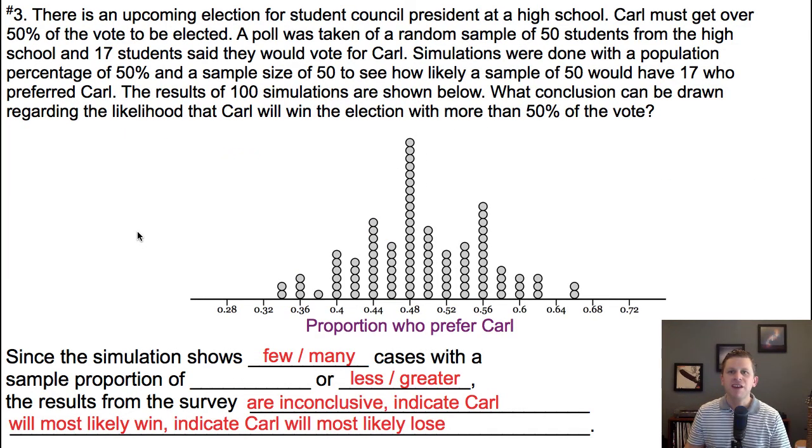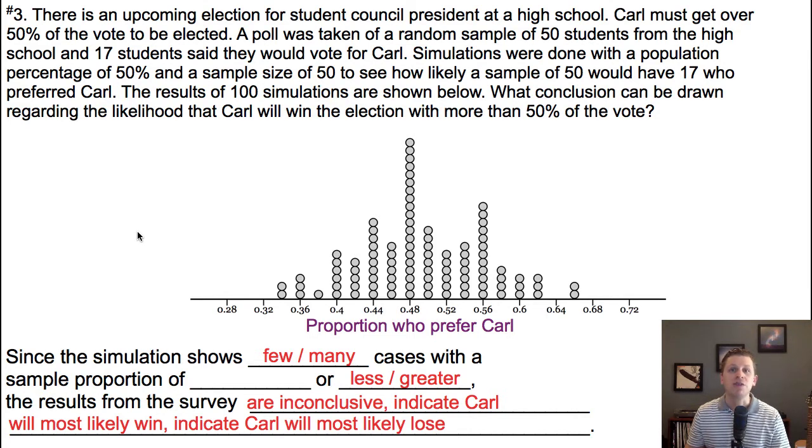This problem is very similar to the last two examples. Carl is running for student council president and of course needs more than 50% of the vote to be elected. A poll was taken of a random sample of 50 students from the high school, and 17 students said they'd vote for Carl. Simulations were done with a population percentage of 50% and a sample size of 50 to see how likely a sample of 50 would return 17 who preferred Carl for student council president. The results of 100 simulations are shown below.